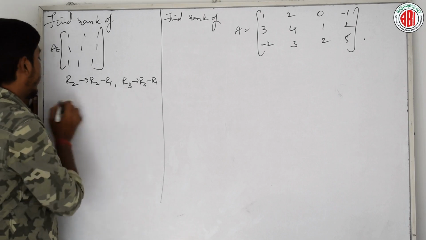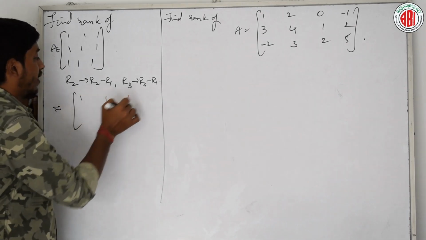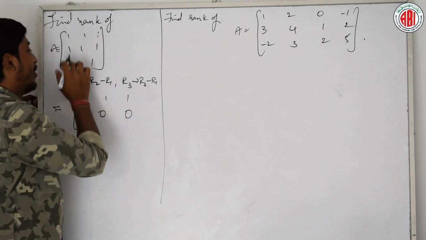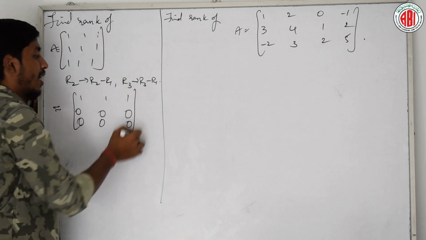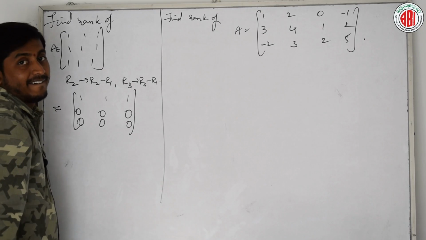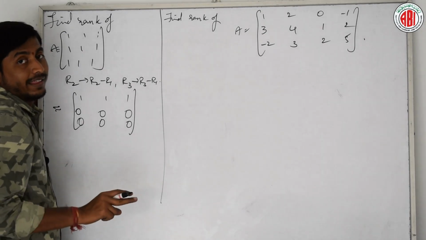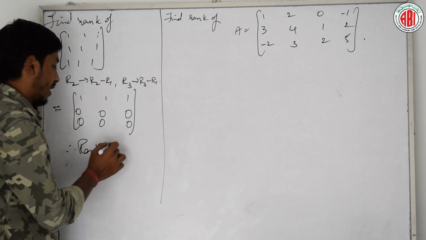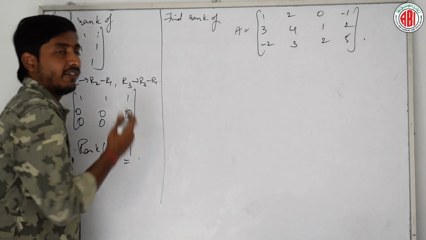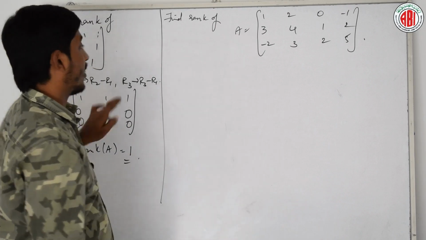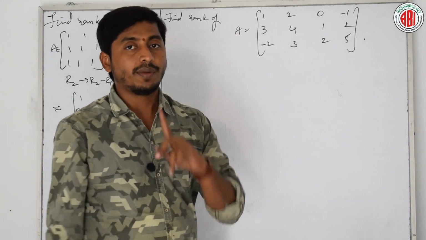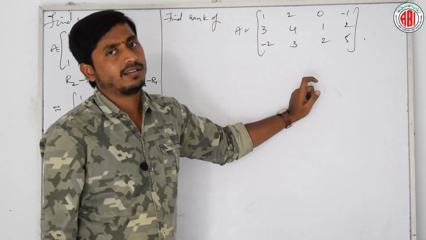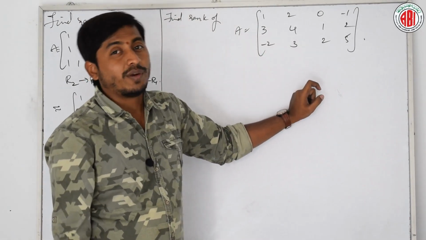Is it fine? Therefore, that is 1, 1, 1, 1 minus 1 is 0, 1 minus 1 is 0, 1 minus 1 is 0. Obviously, 0, 0, 0. How many non-zero rows are there? Only one row. Therefore, rank of A is 1. Even if you use the submatrix method or the elementary transformation method, the rank will be 1. Now see here, is it a square matrix? No, right? It is a kind of augmented matrix.